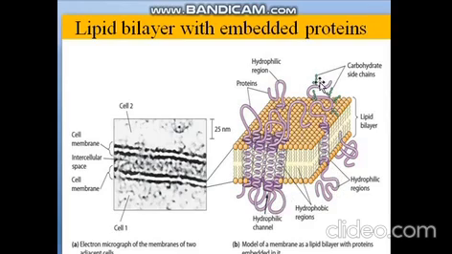Here you see the green carbohydrate side chains. These green carbohydrate side chains are responsible for the identification of the cells. And hydrophilic channels and hydrophilic regions, along with the hydrophobic regions, constitute the lipid bilayer of the cell membrane.